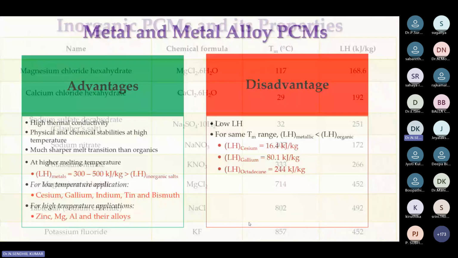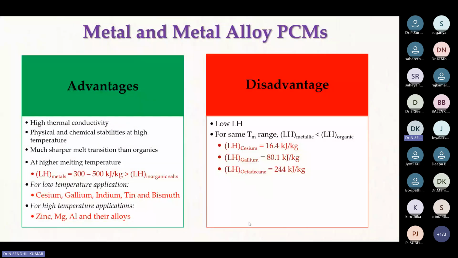Here, in inorganic types, the K value will be very high. The only thing is, the latent heat storage is very low. That is another drawback here. Whereas in organic PCMs, the K value is very low and the storing capacity is very high. So we have to think about which component we have to add, which composite.